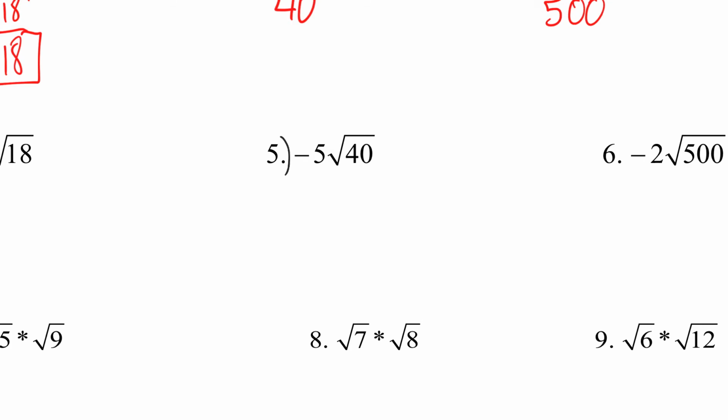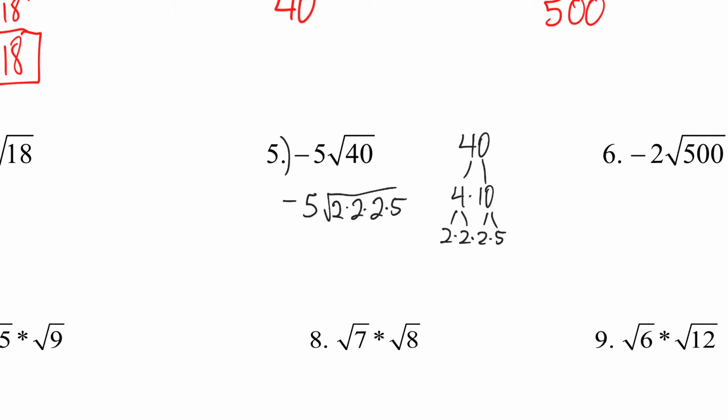Okay, let's look at number 5. So number 5, the only difference is it's a -5. It works the exact same way. Anything we bring out from underneath there is just going to get multiplied by -5. So how does 40 break down? 2 and 20, 4 and 10. So 2, 2, 2, 5. So I've got a -5 on the outside, and on the inside I have 2, 2, 2, 5.